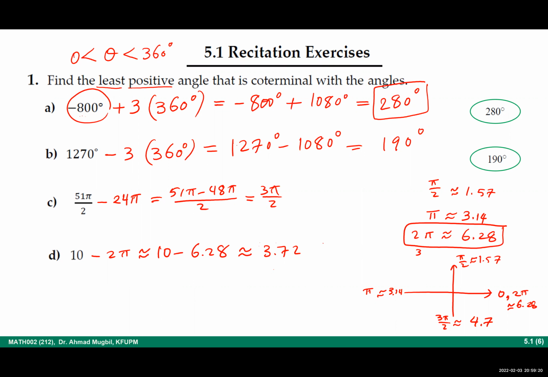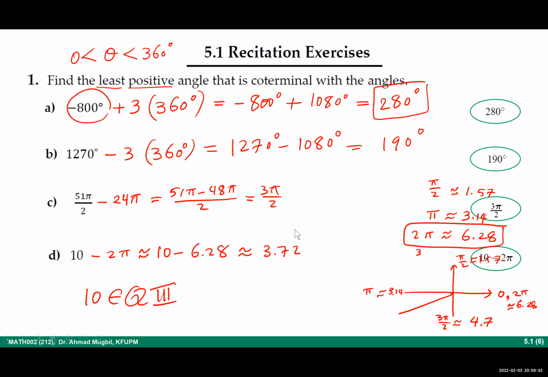So this is 3.72. Now, if the question was in which quadrant 10 is, you can know, of course. This is 3.7. So if this is 3.14, it will be here. It will be in the third quadrant. 10 is in the third quadrant. It is between pi and 3 pi over 2.